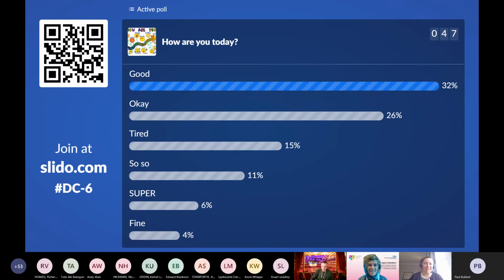Jane, where would you put yourself on the scale today? Oh, I've put myself as good. Yeah, definitely. I think that's a definite solid favourite there. A few tired, a few so-so. 6% super. That has made my day. So yeah, a solid good in the lead with a bit of okay and tired and so-so mixed in.